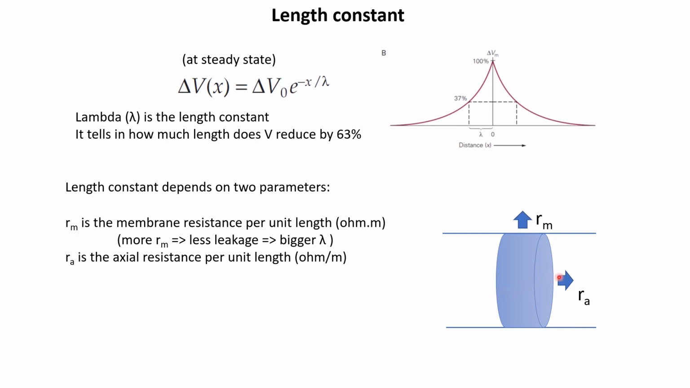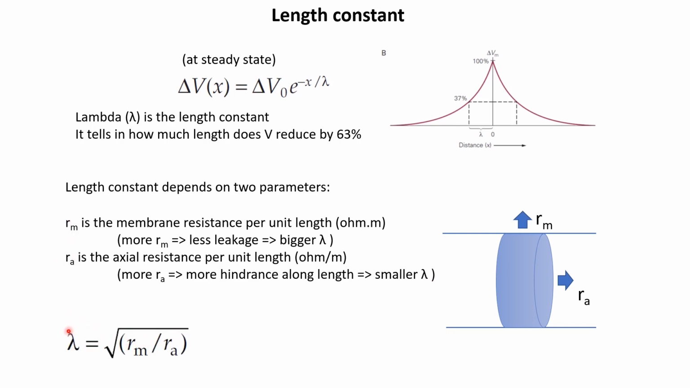So as we increase Ra, we make it more difficult for the current to flow along the axial direction, so it would go a shorter distance, and therefore the lambda would decrease. So more Ra should result in a smaller lambda, and the exact relationship between lambda and these two quantities is given in this manner. So lambda is equal to square root of Rm over Ra, and since Rm has the units of ohm times meter and Ra has the units of ohm divided by meter, this term has the units of meter square, and after taking a square root, lambda gets the unit of meter.